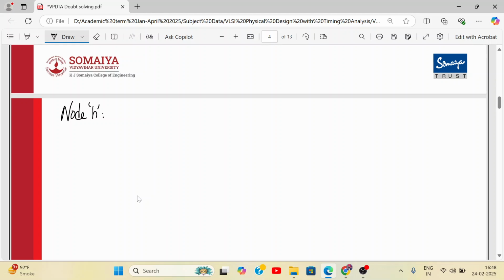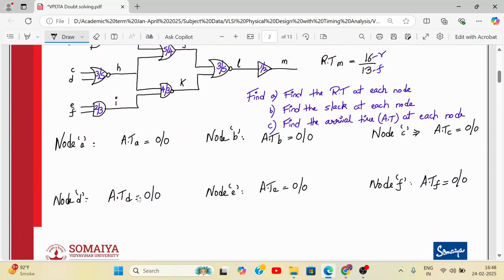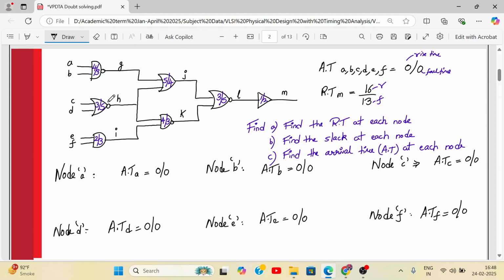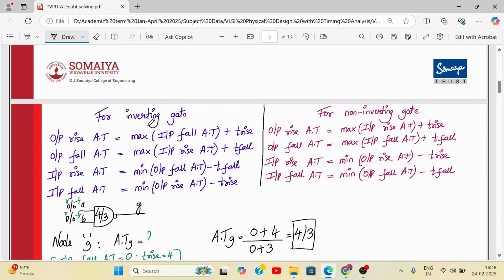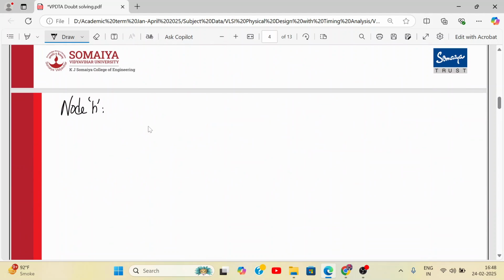First of all, let me recreate the node H for you all. So this is my node H. It has C and D as inputs and it's a NOR gate. Here we have 3 by 5 as the gate delay, the rise and the fall delay with respect to this NOR gate. This is H, and the input arrival time, rise and fall, at both the places is 0 0.